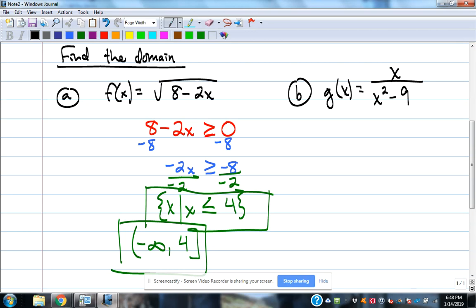X over x squared minus 9. What do I do? I set what equal to 0? The denominator. How do you solve that? Okay. Do what next? Keep going. Solve it. I'll be right back.